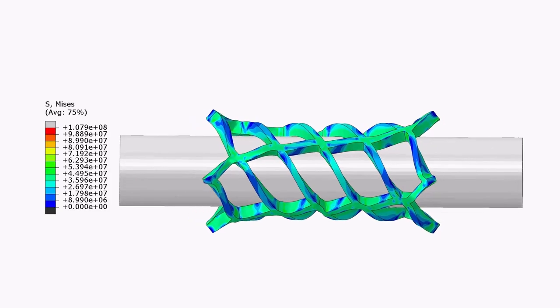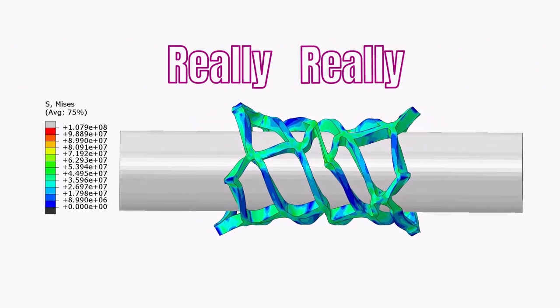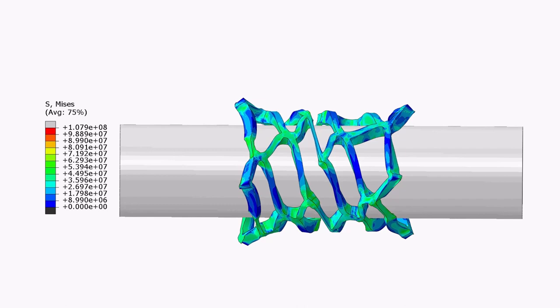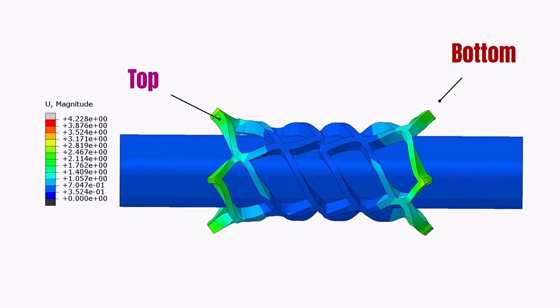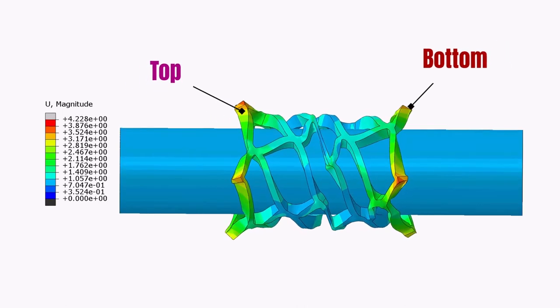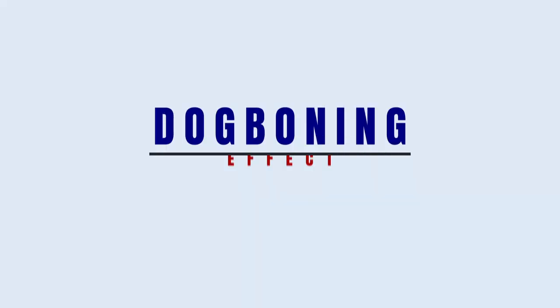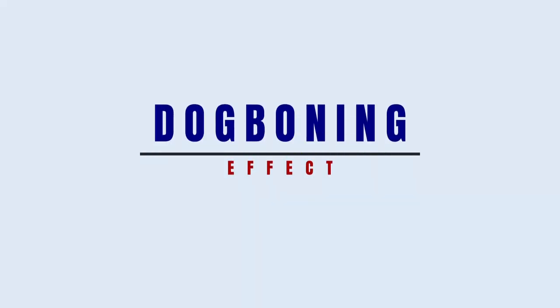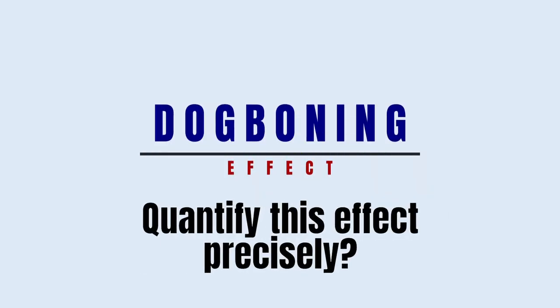This stent expansion seems really, really weird. We see the top and bottom ends of the stent expanding way more than the central region. This is called the dogboning effect. Do you know you can quantify this effect precisely?